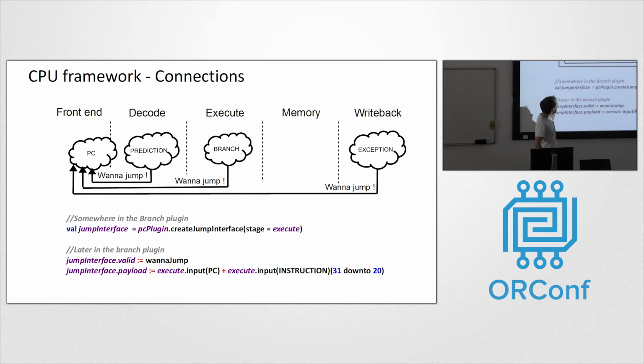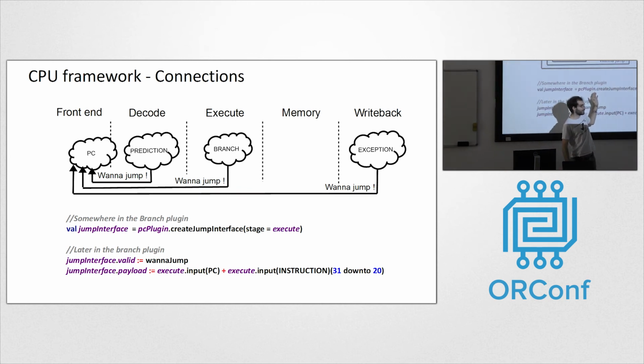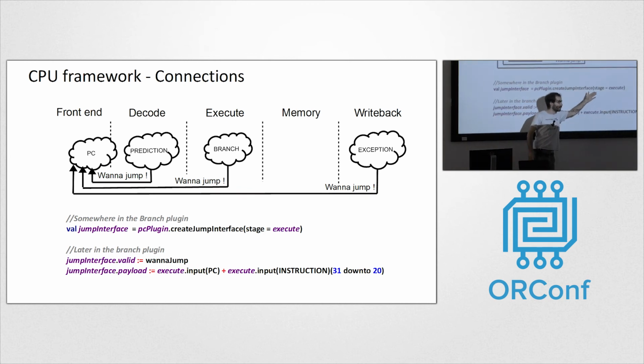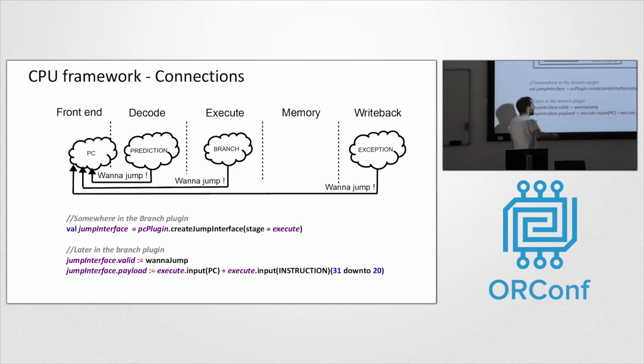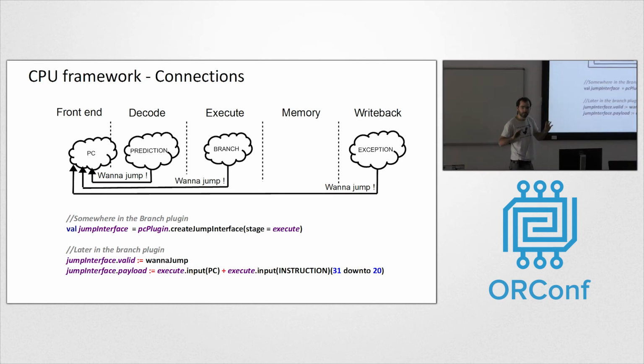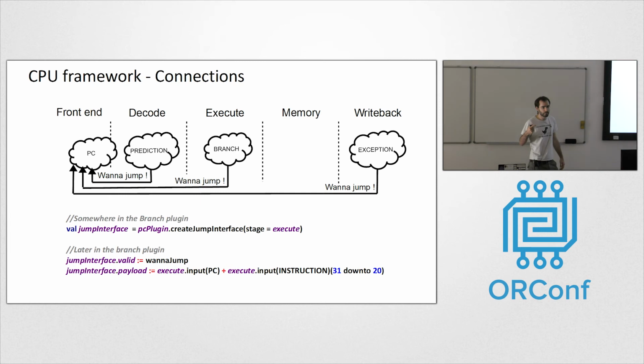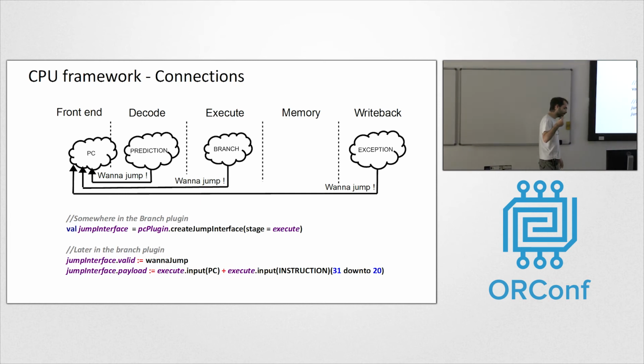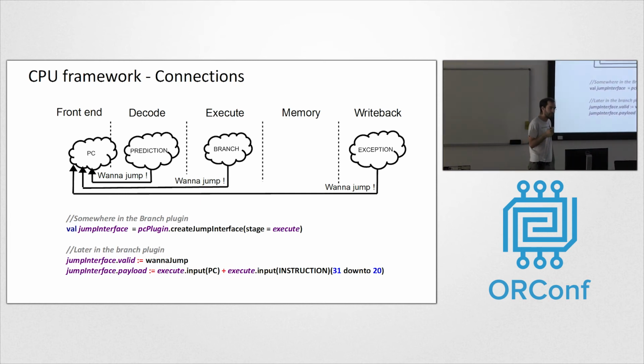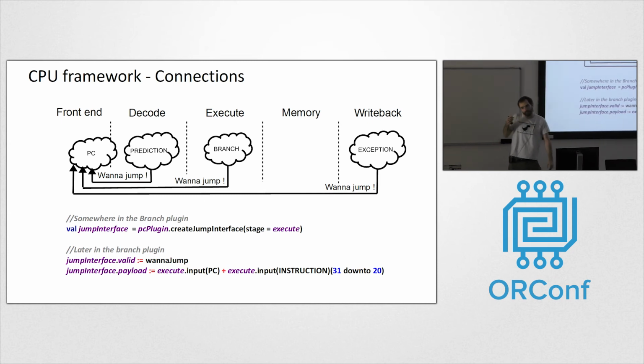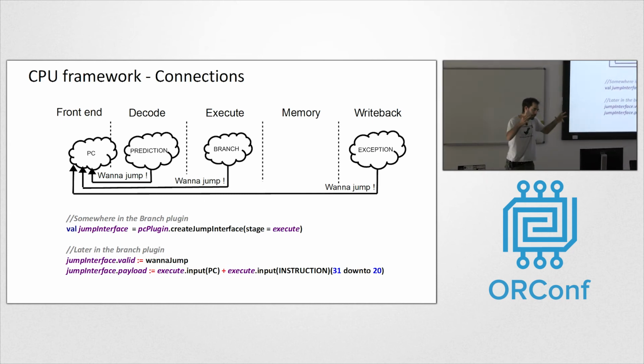Like, for instance, the branch plugin will ask the program counter plugin to provide him a jump interface that will be used in the execute stage. So you have plugins kind of cooperating together. And we'll hear a bit about this in the previous Chisel talk, which is talking about negotiation. So two-phase negotiation and then flushing the hardware out of the thing.